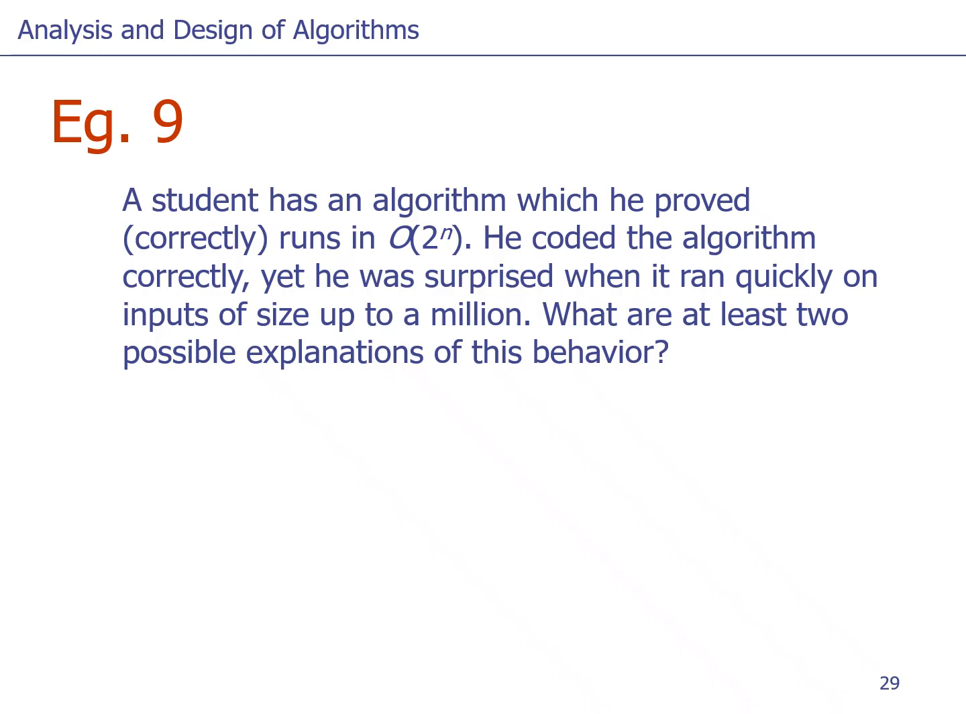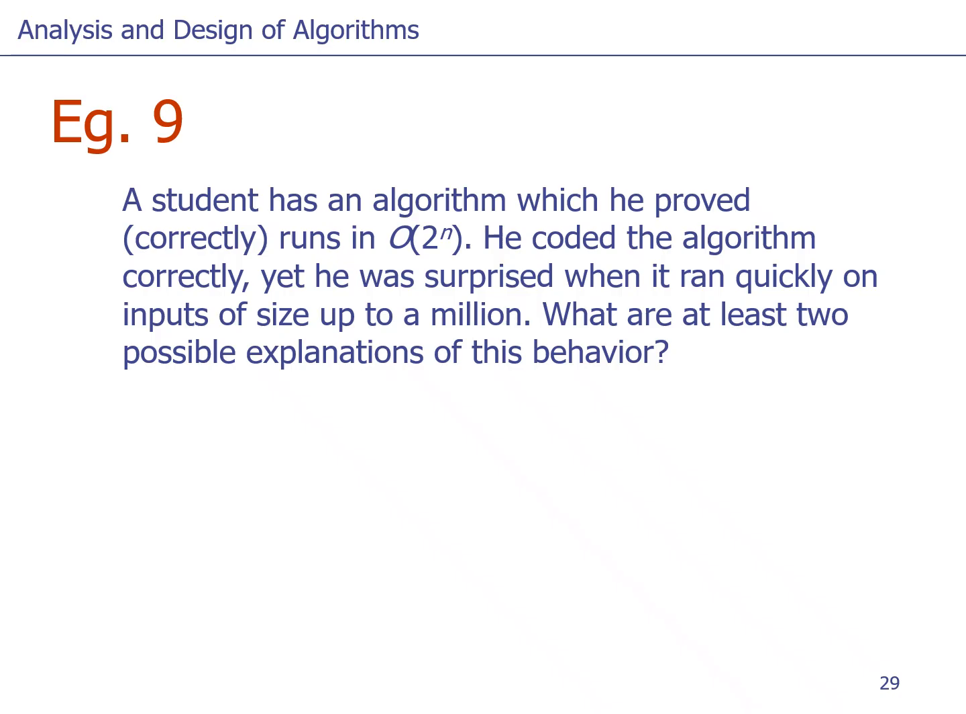Now let's look at this example, which again will take you into a little bit of thinking about the big O. It says a student has an algorithm which he proved correctly runs in O of 2 to the n. Well, how lucky he is. I mean, that's like a ridiculous performance, okay? He coded the algorithm correctly, yet he was surprised when it ran quickly on inputs of size up to 1 million. And the question is, what are at least two possible explanations of this behavior?